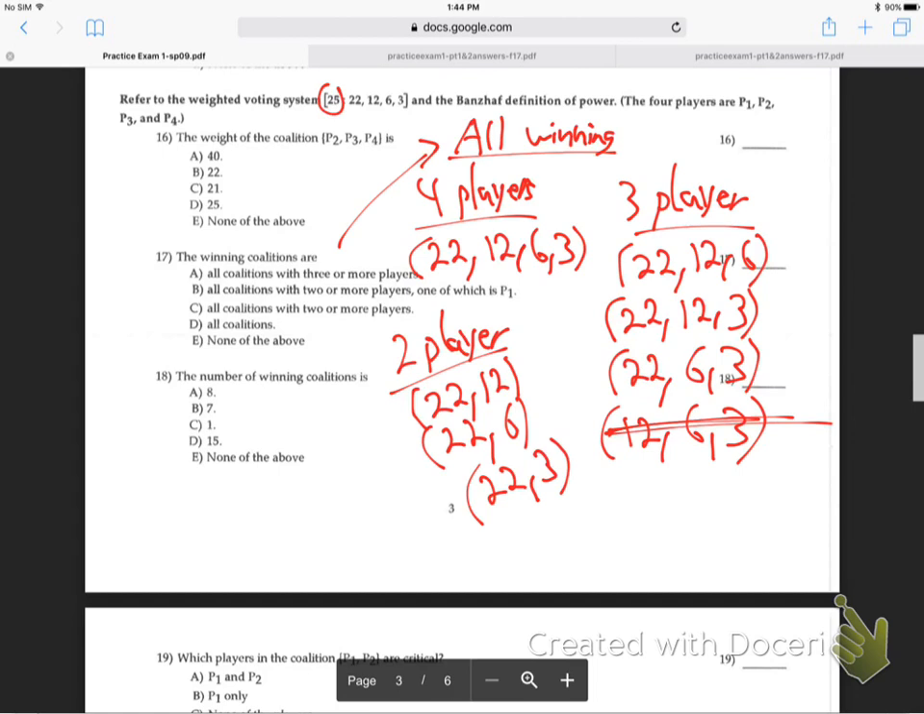Now, let's go through their options. Option A. All the coalitions with 3 or more players. Is that right? Are all the winning coalitions all the coalitions with 3 or more players? No, there's some 2-player coalitions. No, it's not A. Process of elimination here. Is it B? All coalitions with 2 or more players, one of which is player 1. Yeah, that's it, huh? In other words, it's all the ones that have 2 or more as long as they have player 1, the 22 guy. It's all the 2 players with 22, all the 3 players with 22, and of course the 4-player with 22. Yeah, that's it. It's all the coalitions of 2 or more that have player 1.